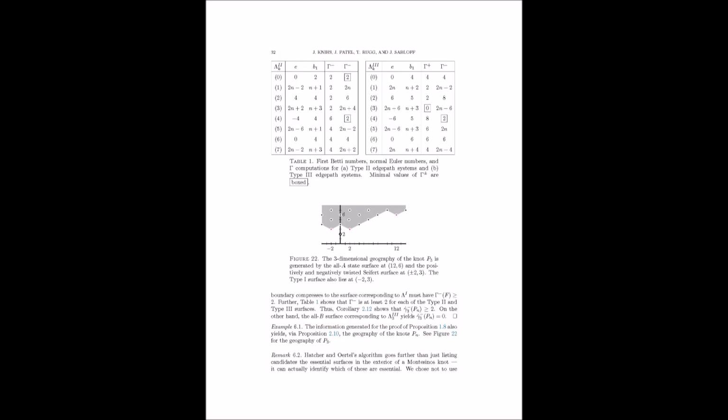Subsection 3.3, signature and Gordon-Litherland bound. A classic foundational result in knot theory. Proposition 3.5. For any filling F, we have sigma of K plus 1/2 e of F equals sigma of F. This is a beautiful formula that relates the signature of the knot, sigma of K, to the signature of the surface itself, and its Euler number. It's a conservation law, in a way.